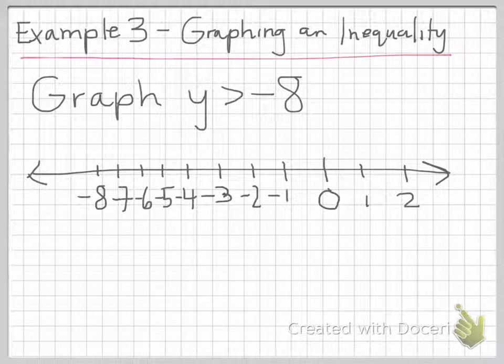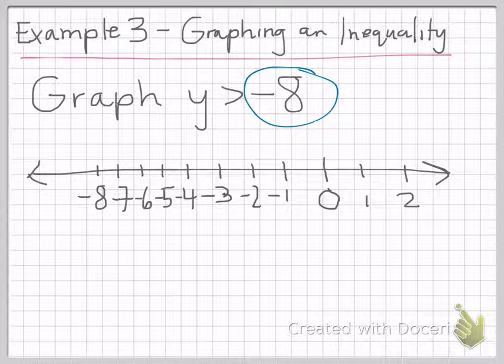Okay, so you first start off with drawing a number line. And now, so easy. First, you locate that number. You're looking for -8. Circle it. Now we need to decide, are we going to fill it in? Is it a closed circle or an open circle?